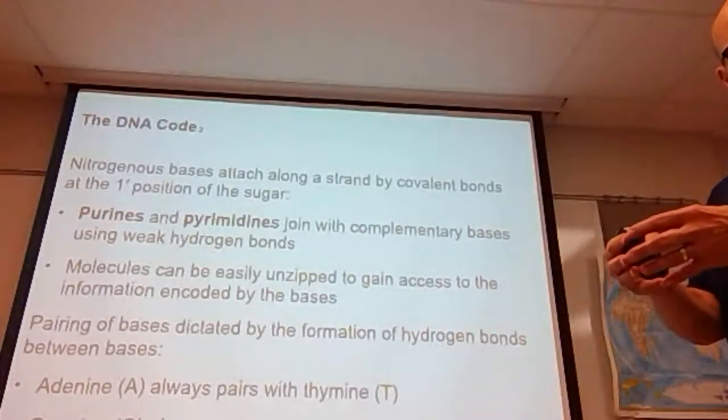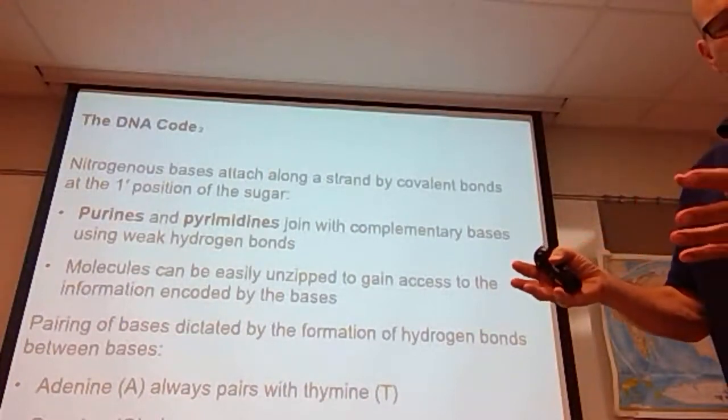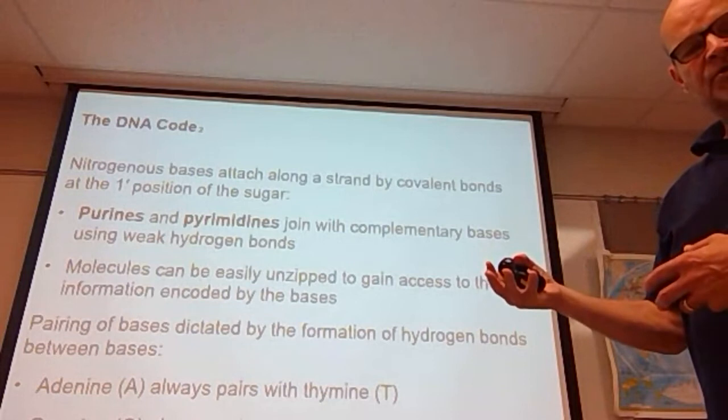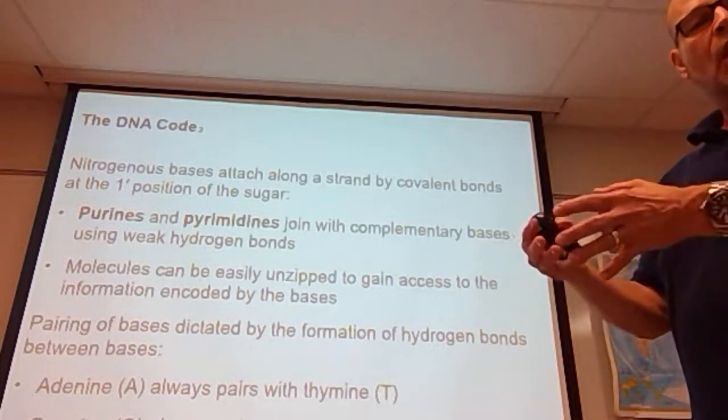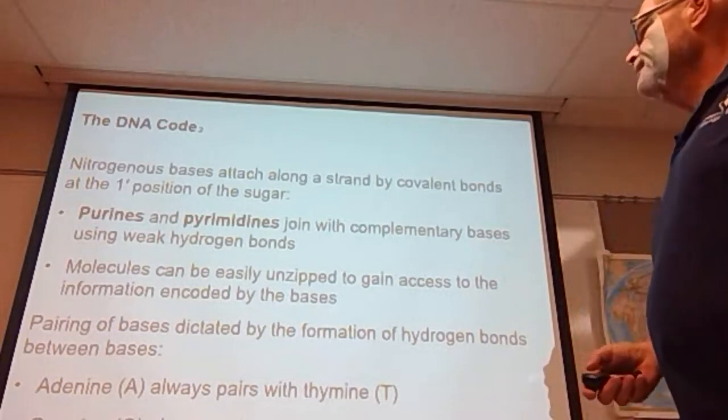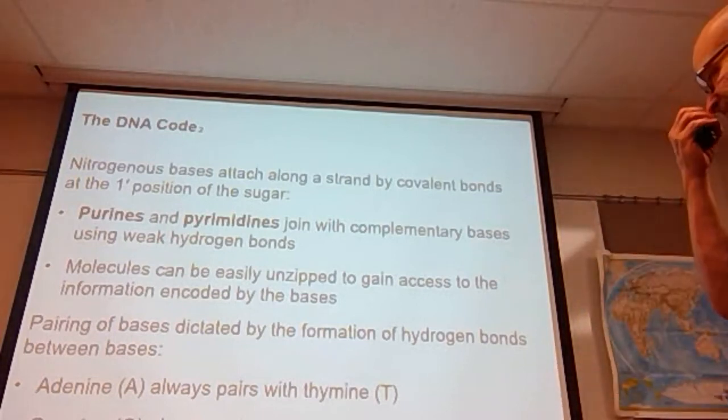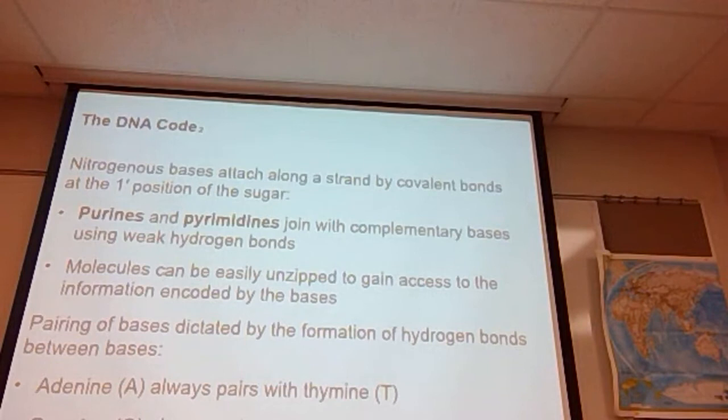So it doesn't take a lot of energy to open the DNA up, to expose the genes so the messenger RNAs can be made, but it also doesn't take much energy then to close them and bring it all back together. The base pairs will dictate the formation of the hydrogen bond. Adenine will always form a bond with thymine. Guanine will always form a pair with cytosine. So A always forms with T, C always forms with G.